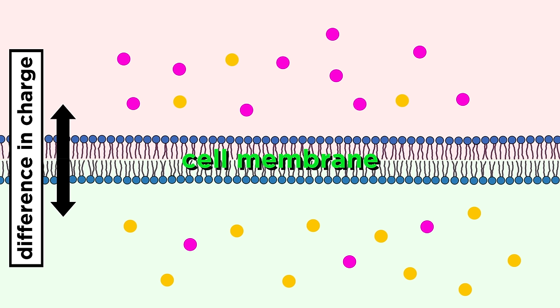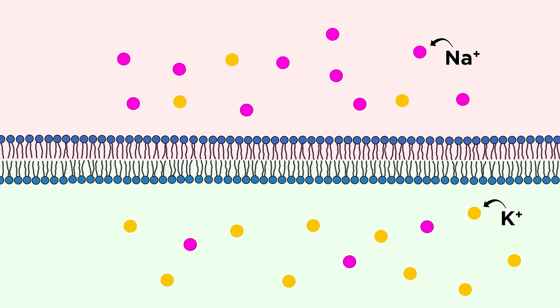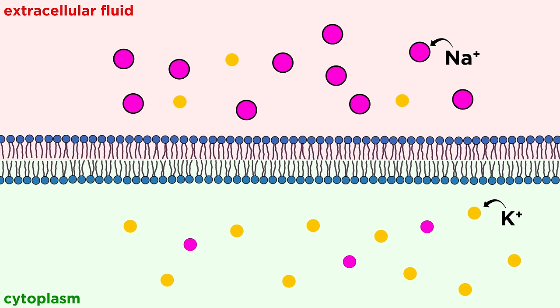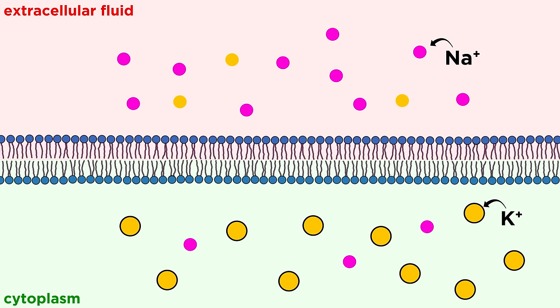In a neuron, such a potential exists by virtue of the distribution of electrical charge on either side of the cell membrane. There are many positively charged sodium and potassium ions in both the cytoplasm and the extracellular fluid, and for a resting neuron, there are more sodium ions outside than inside, and more potassium ions inside than outside.